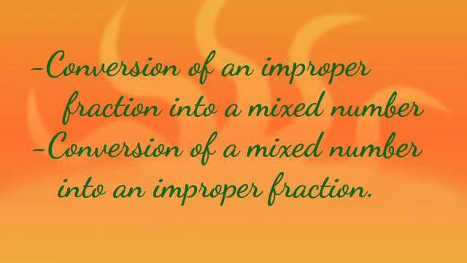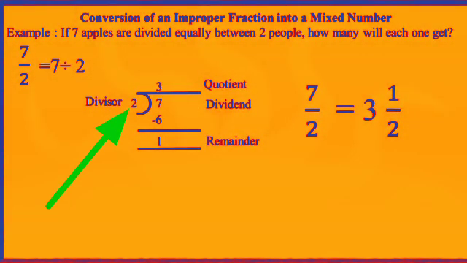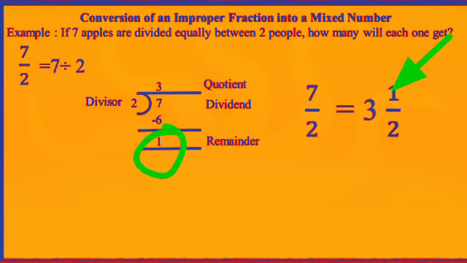Here 7 upon 2. 7 upon 2 means 7 divided by 2. Here the 2 is divisor, 3 is quotient, 7 is dividend. So let us divide, that is 2 3s are 6. 7 minus 6 is 1. Remainder is 1. So to make this into the mixed fraction, we will take the quotient first and then remainder will be the numerator and the divisor will be the denominator of the number. Means the number will be 3 1 upon 2, that is 3.5.